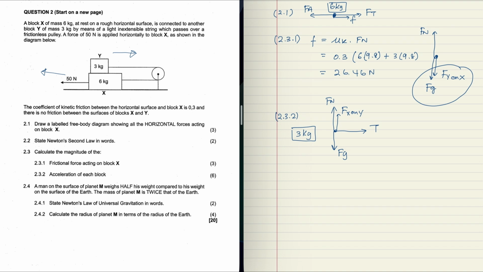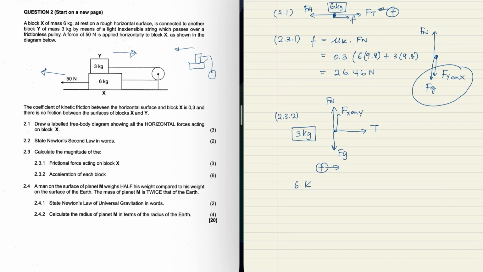So for each block, I'm going to have a different direction as positive. Now this is kind of like the situation where you have a table and you have something at the top, you have them connected with a rope, and if it's being pulled to the left, you have 2 different directions as positive. For one, you'll have up as positive, the other you'll have left as positive. So for the 3 kilogram block, I'm going to choose right as positive, and for the 6 kilogram block, I'm going to choose left as positive.